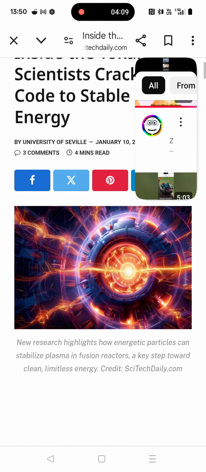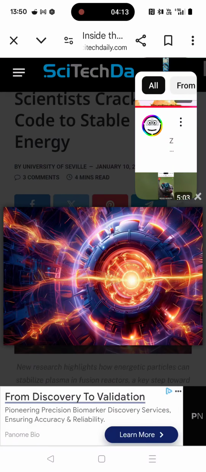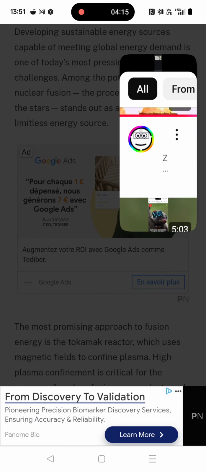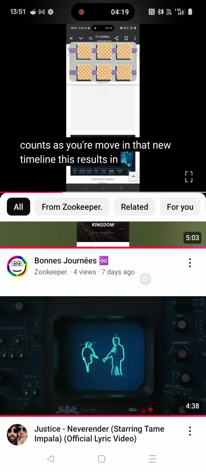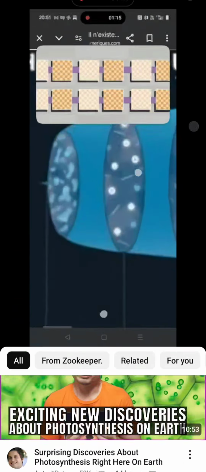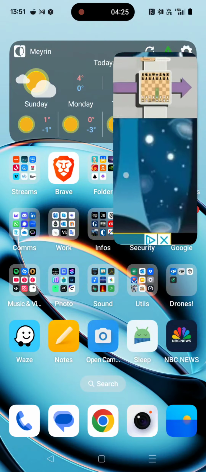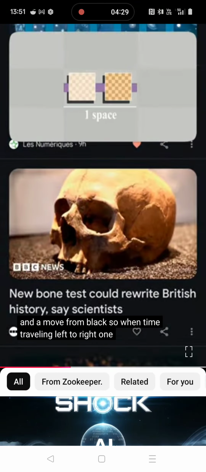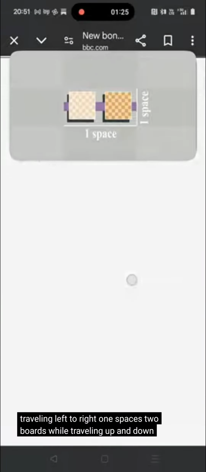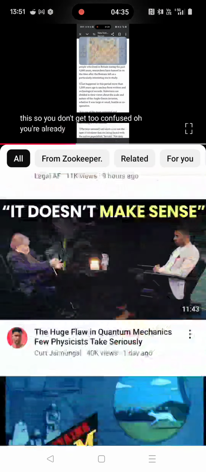Now, how does this weird time traveling thing work? Well, firstly, you can only time travel onto boards where it is your move at that point in time. Time traveling onto that board creates a new reality and counts as your move in that new timeline. This results in you being able to only time travel to every other board, causing a weird stretching effect when moving diagonally across boards, since one turn in chess is a move from white and a move from black. So when time traveling left to right, one space is 2 boards, while traveling up and down, one space is 1 board. It's important to note this so you don't get too confused. Oh, you're already too confused?